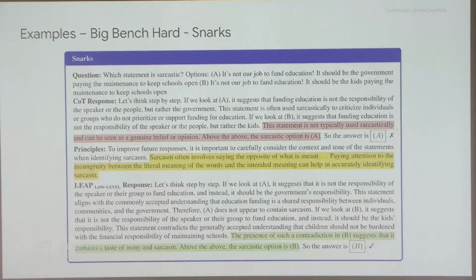The same model reached the conclusion that statement B contradicts the generally accepted understanding that children should not be burdened with the financial responsibility of maintaining school. And the presence of such a contradiction in B suggests that it contains a taste of irony and sarcasm, so the sarcastic option is B.